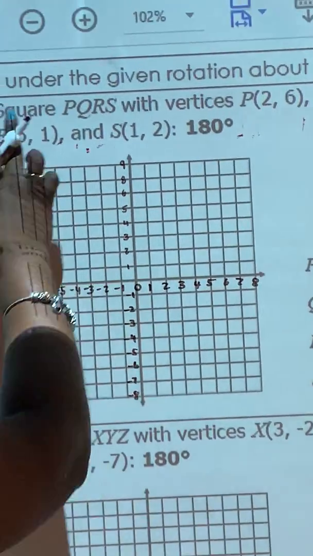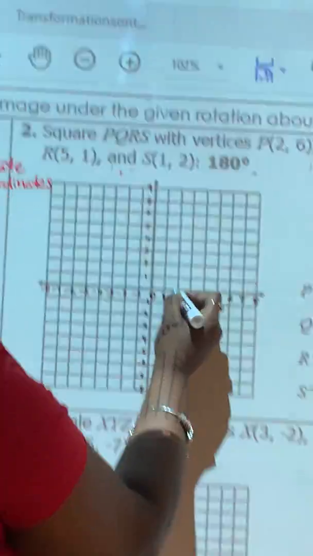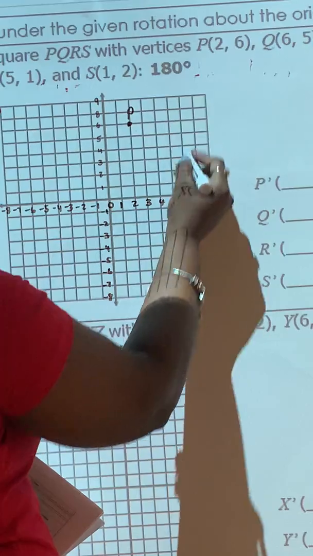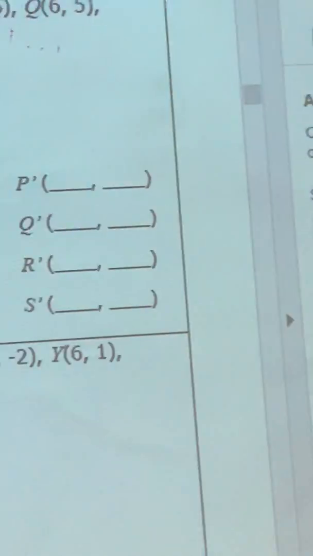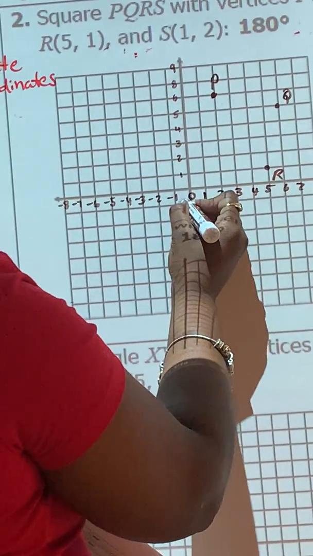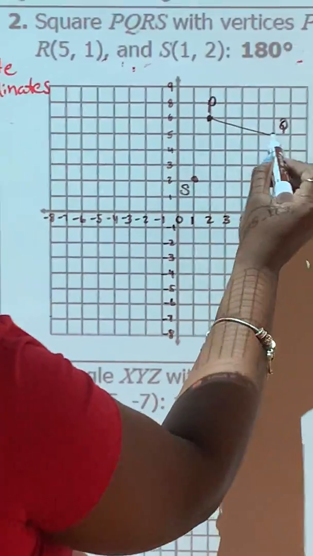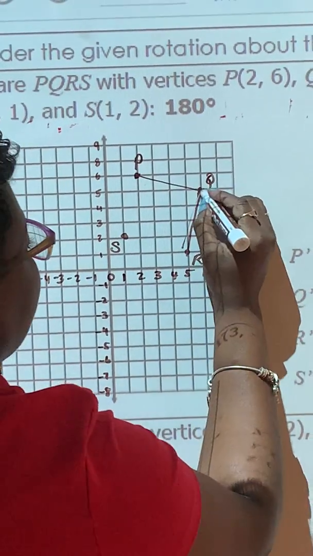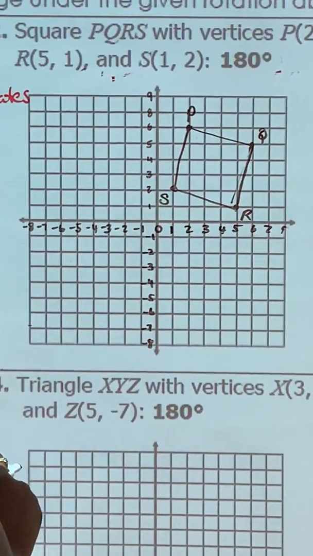All right, so now let's go in and graph square PQRS. Start at the origin, crawl to 2, walk up to 6, and label P. Q, 6, 5, label Q. R is 5, 1. And S is 1, 2. I'm going to connect P, Q, R. Notice how a ruler would be nice. R, S. Okay. Now I want to rotate 180 degrees.